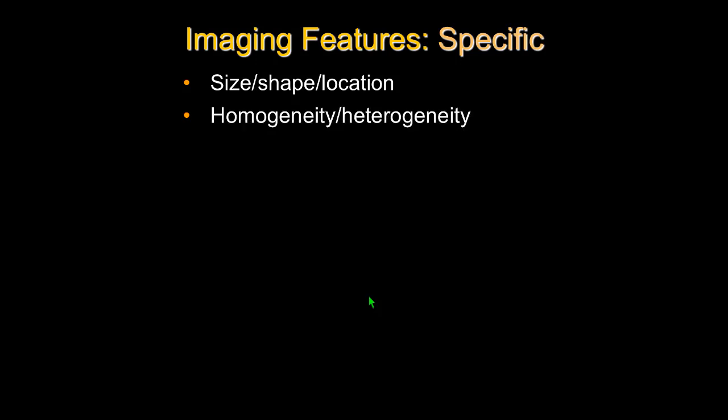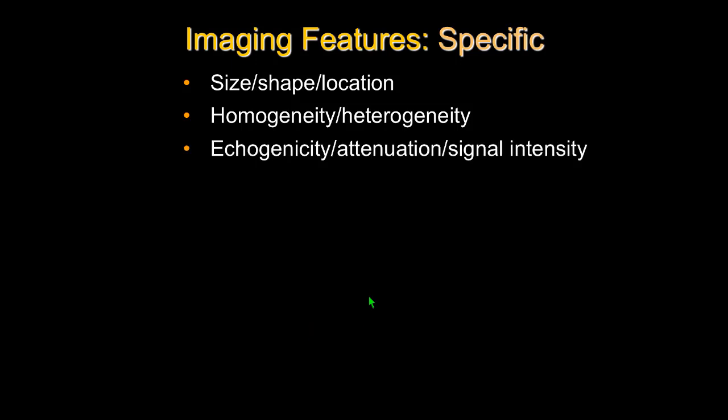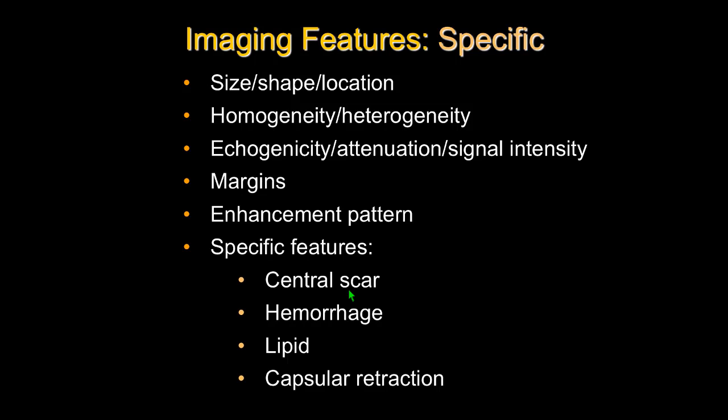Now, there are also some more specific imaging features that can give us some clues as to what we're dealing with. So we need to look at the size, shape, and location of the lesion. Is it homogeneous or heterogeneous? Echogenicity, attenuation, and signal intensity depending upon whether we've identified it on ultrasound, CT, or MRI. Are the margins well-defined or ill-defined? Enhancement pattern obviously is very important. And then there are some more specific features, some of which have been shown in the earlier presentations, including central scar, internal hemorrhage, internal lipid, and capsular retraction if the lesion is subcapsular.